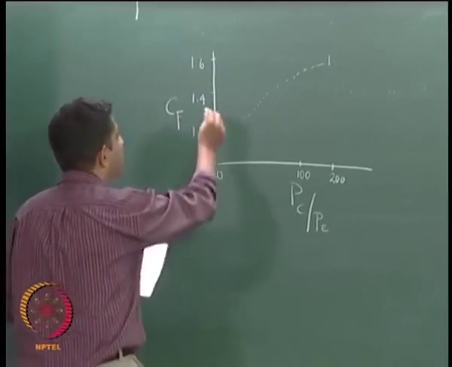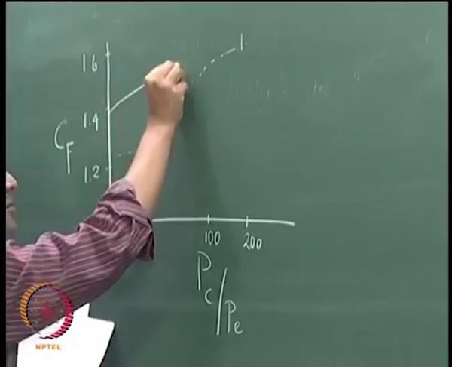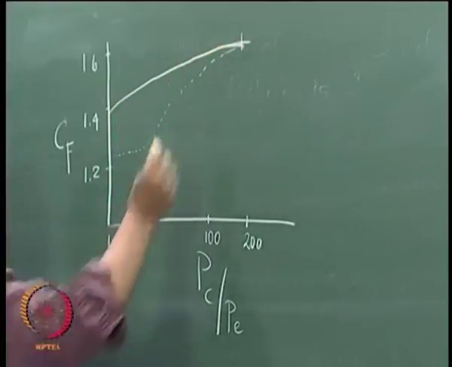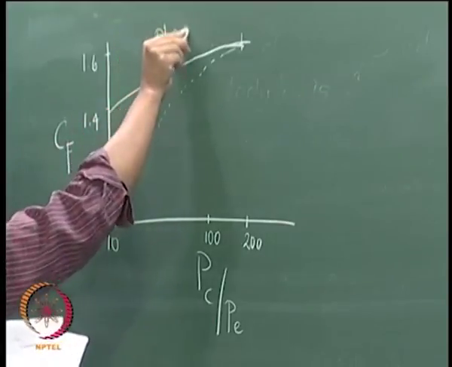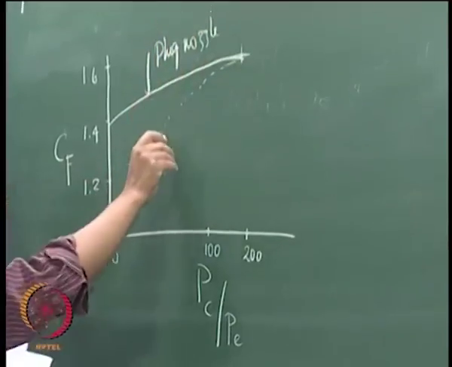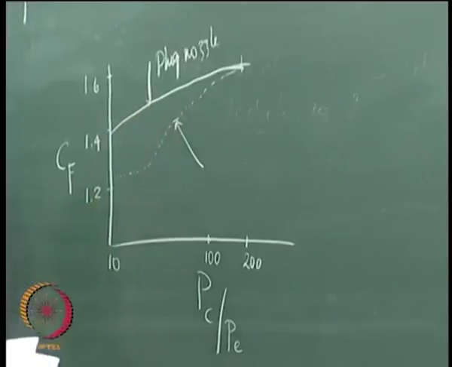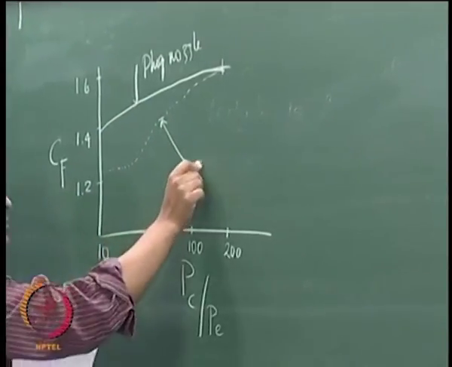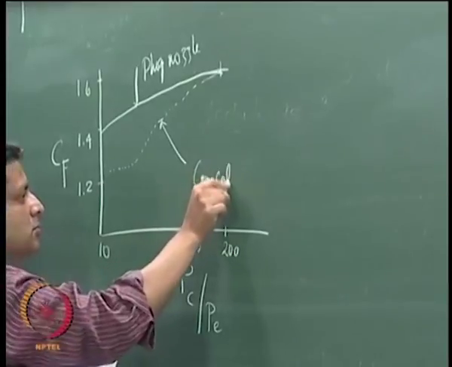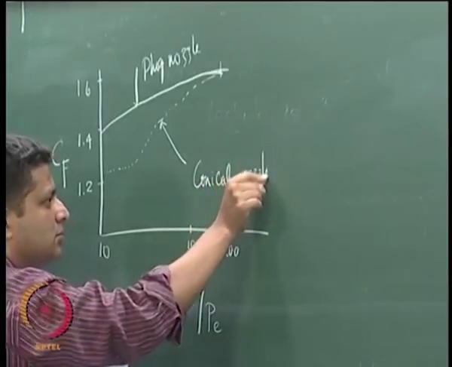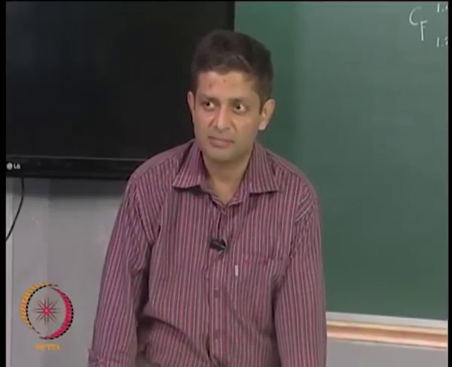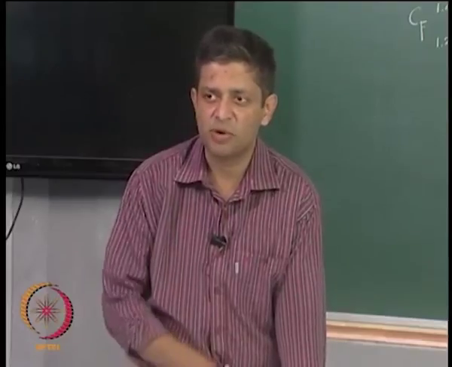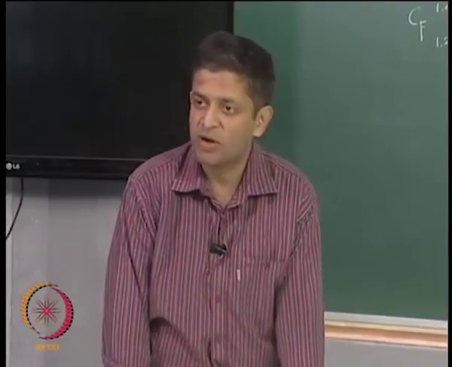Whereas a plug nozzle will have a superior performance throughout. So the conical nozzle has a much inferior performance at conditions other than the design conditions. Its performance is not as good as a plug nozzle or an aerospike nozzle.